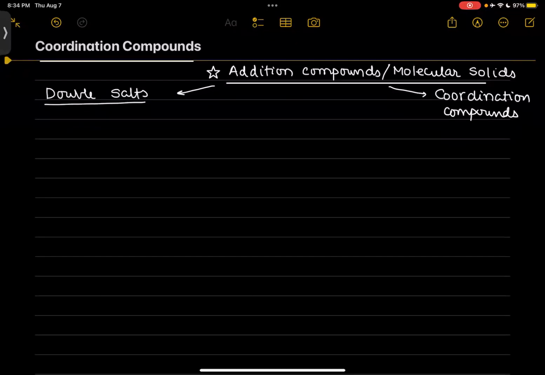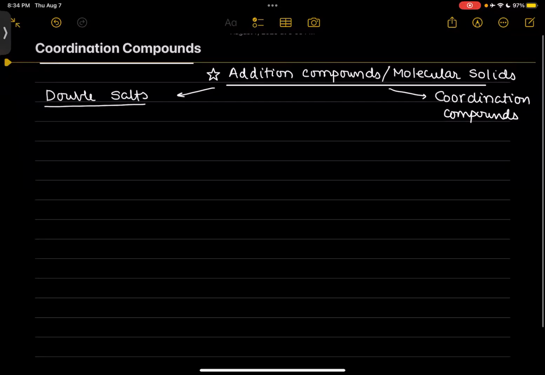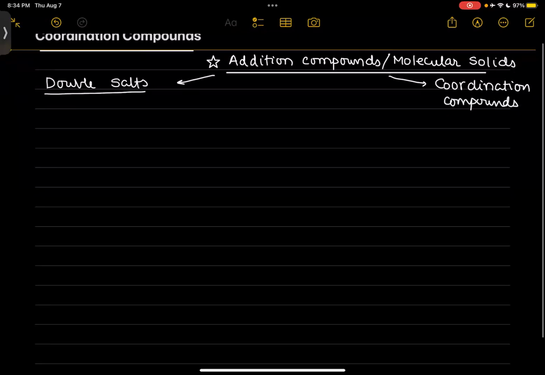Double salts or addition compound. They are all formed when two or more than two compounds are joined together in a fixed ratio. Got it? So when two or more than two compounds join together in a fixed ratio, then the compound which you get is known as addition compound. Got it? Is it clear?